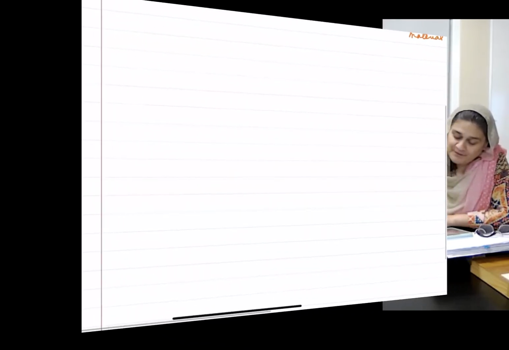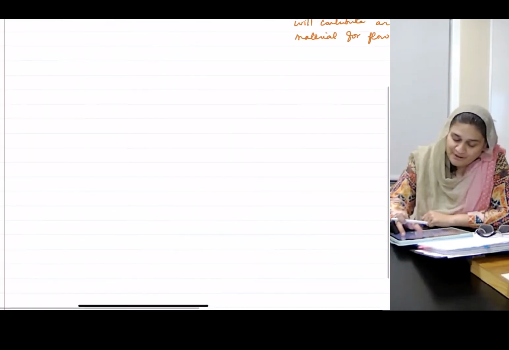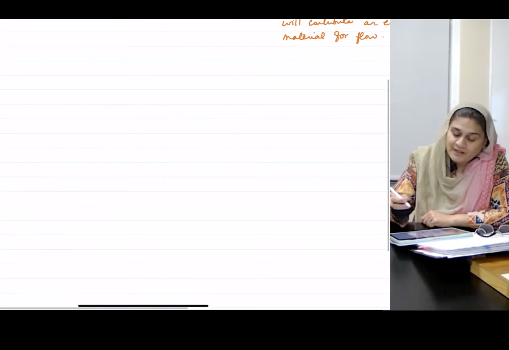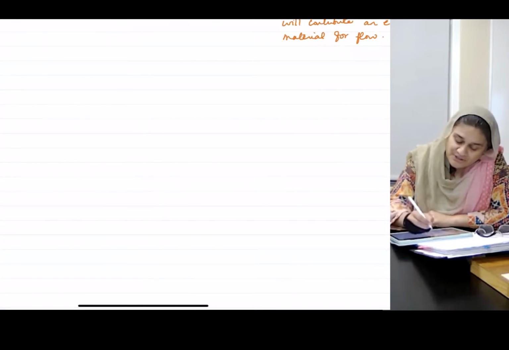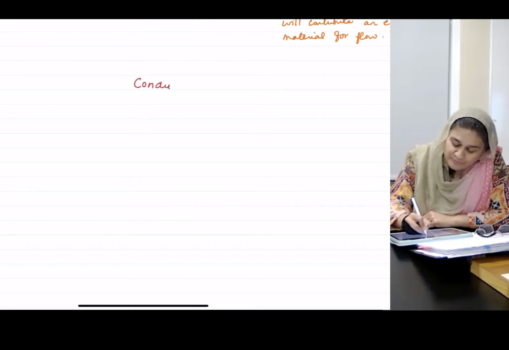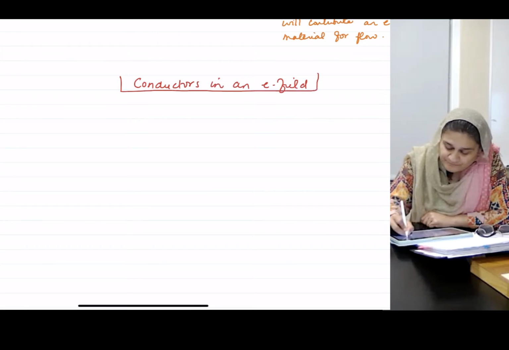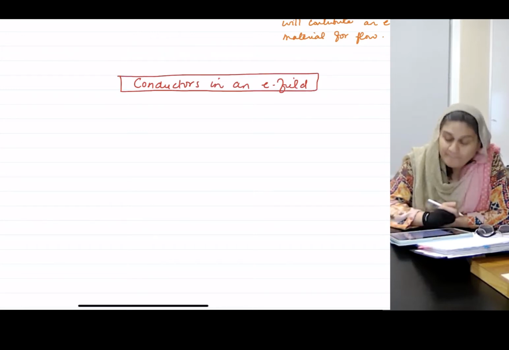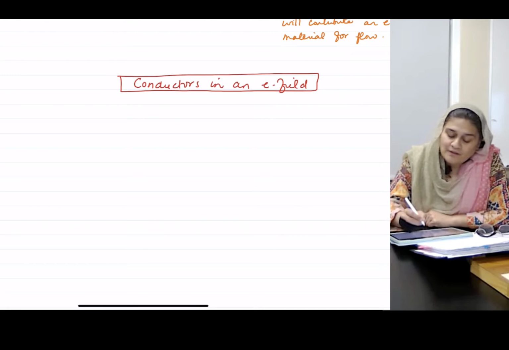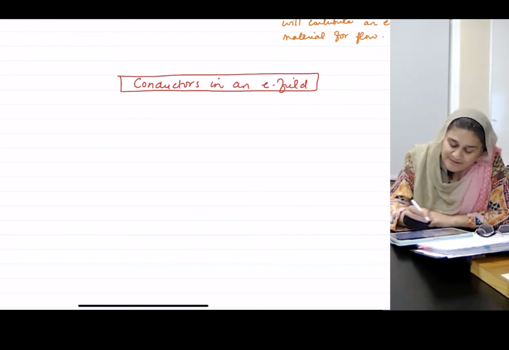So I'm going to go a little bit beyond Griffith here. And I want to start our discussion by talking about what happens when I put conductors in an E field. And there are two conditions that basically can happen.